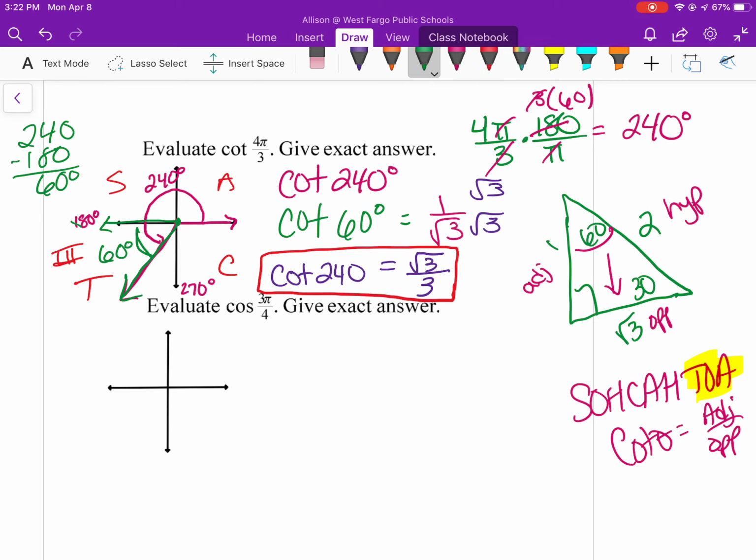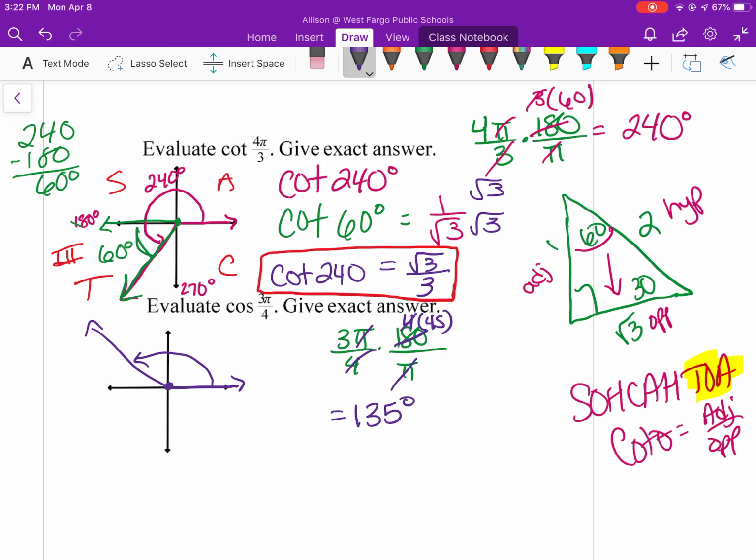3 pi over 4. So 3 pi over 4, multiply by 180 over pi. I know that 180 is the same thing as 4 times 45, so I can take out a factor of 4. I can take out a pi. 3 times 45 is 135 degrees. So drawing positive 135 degrees brings me into the second quadrant. So my reference angle is going to be 180 minus 135. Take away that 135, leaves me with 45 degrees. So that's my reference angle.